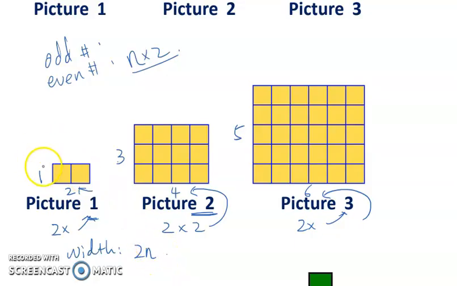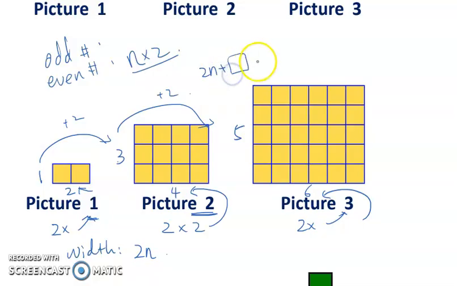Now let's figure out the pattern for the height. 1, 3, 5. You can think of it in this way as well: the whole thing increases by 2. From 1 to 3, it increases by 2. From 3 to 5, it increases by 2. So this is a linear pattern. So I know this should be 2n, and 2n plus something or take away something will give me each pattern number here.